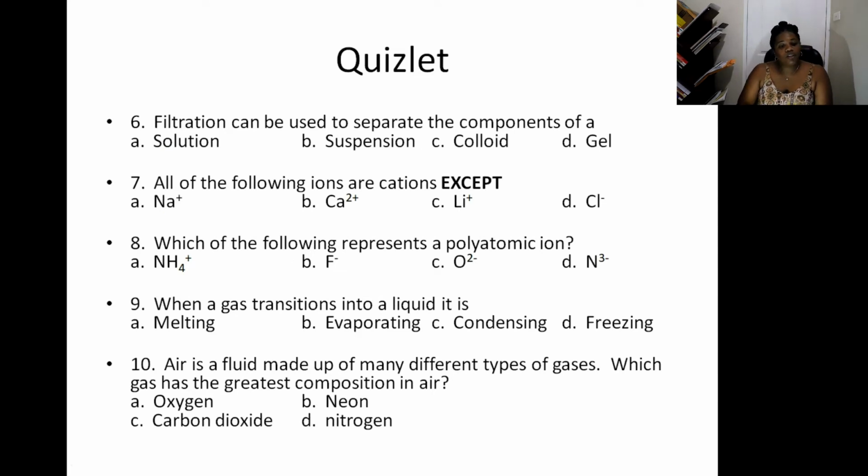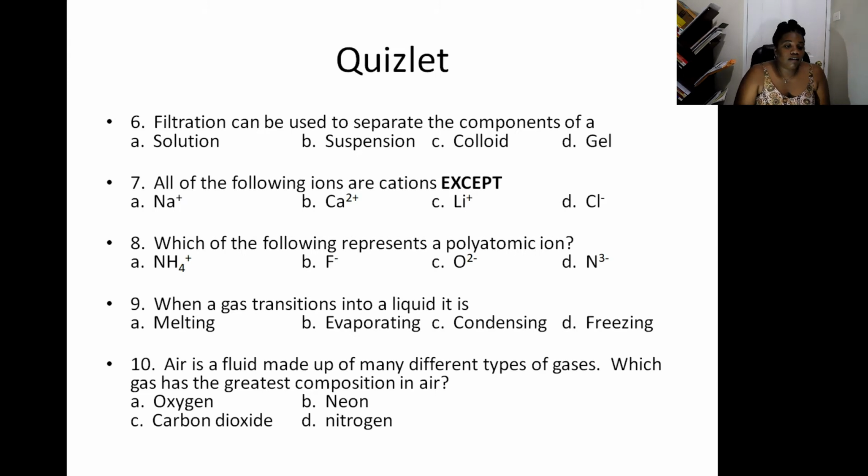Alright. Filtration can be used to separate the components of a solution, that's A, a suspension, that's B, a colloid, C, or D, a gel. Pick your best option. And pretty much this is how I test my kids. Like after about 3 chapters in, and would have been going good, I'll give them a quiz that matches the chapters. And this is all I'm asking.